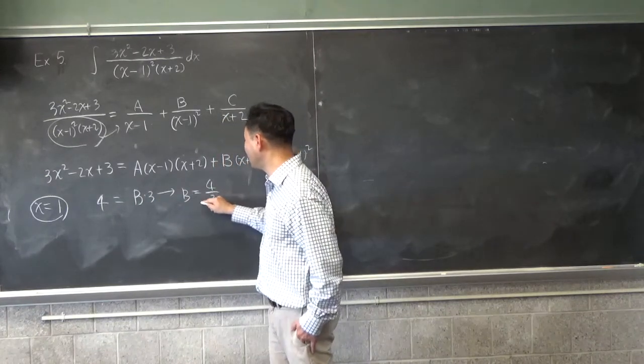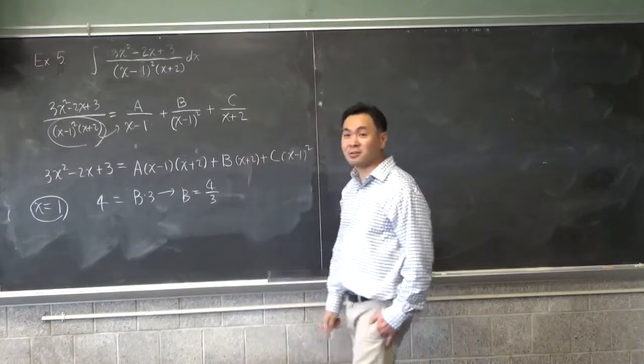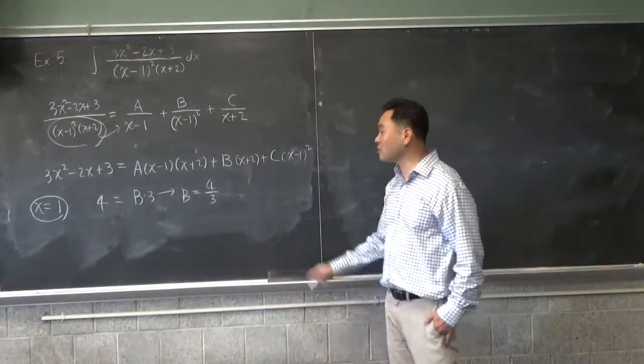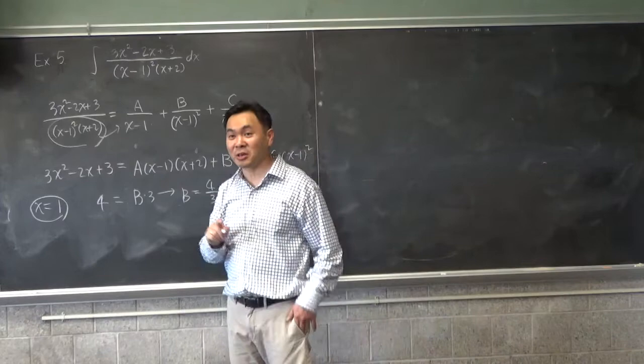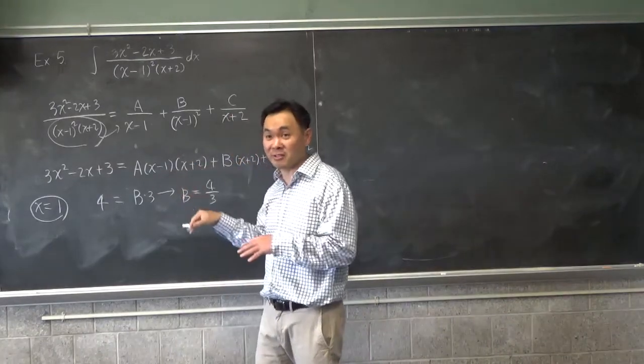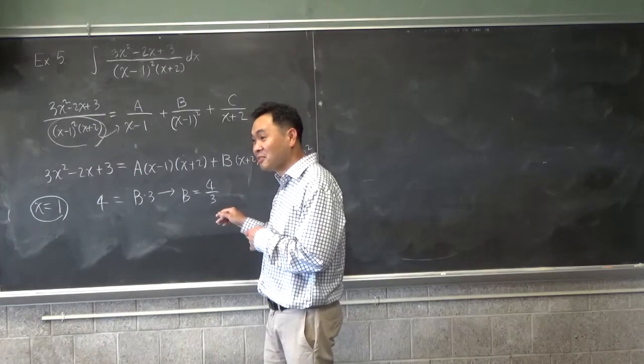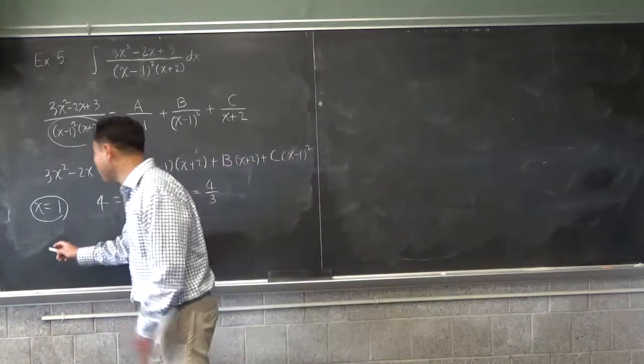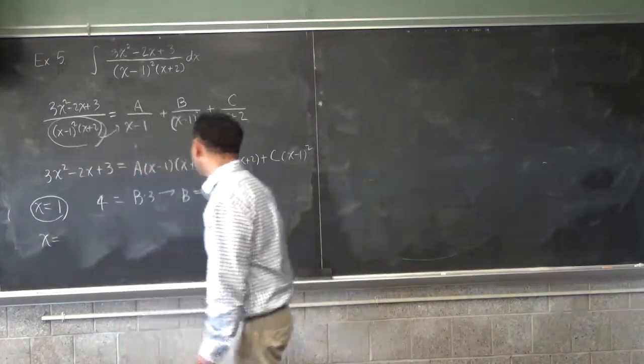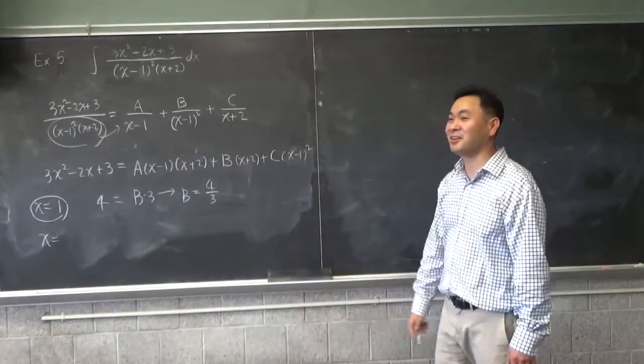You plug in 1 to the actual equation? Yeah. We're plugging in 1 because the two sides are equal as functions, so they have to be equal for any value I plug in. We are doing the shortcut. All right, and then we plug in what?